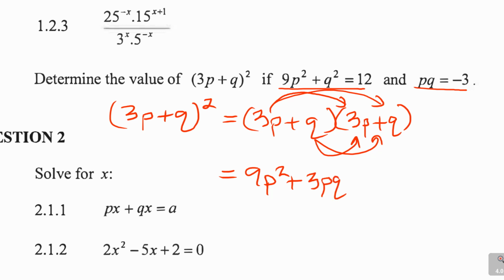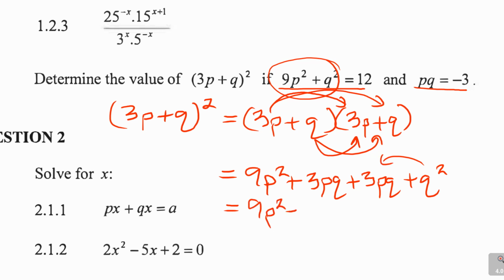Then q times 3p, plus 3pq, and then q times q is plus q squared. Now, which is equal to, look at this, 9p squared plus q squared, and then plus 3pq, and then plus 3pq. I can add 3pq plus 3pq to give me what? 6, right? Plus 6pq.